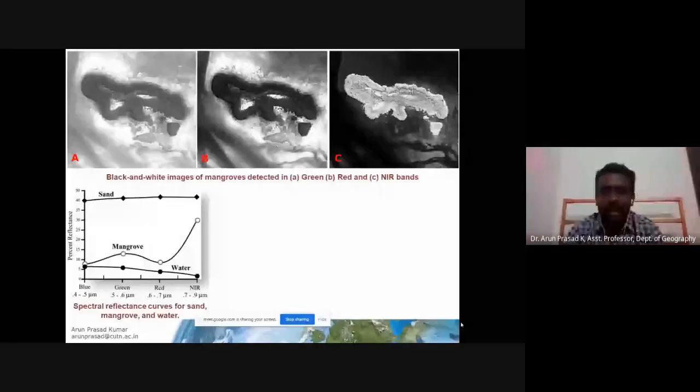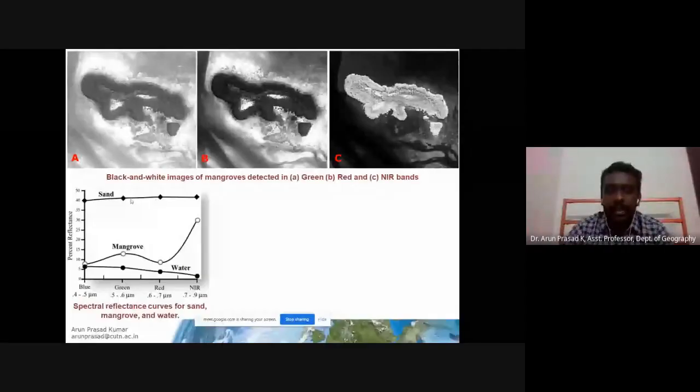So this is a multispectral imagery of a mangrove region in three different bands: green, red, and near infrared. This is the green band, this is the red band, and this is near infrared. The corresponding spectral curve is given here. For water, green has higher reflectance, so it has a brighter color over here. For red, it is a little bit darker because it has less reflectance compared to green. And near infrared is dark because it is completely absorbed by water.